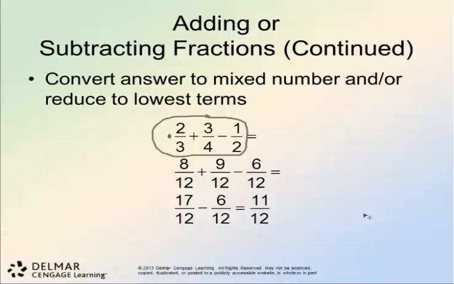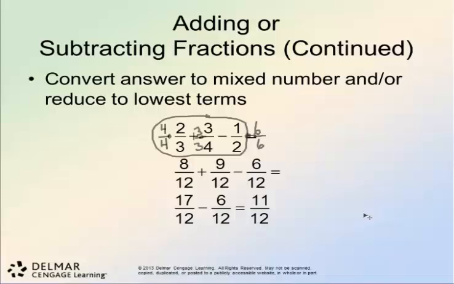So to get a 12 in the denominator, we had to multiply the first fraction by 4 over 4. To get a 12 in the denominator, we have to multiply the second fraction by 3 over 3. And to get a 12 in the denominator of the third fraction, we have to multiply by the form of 1, 6 over 6. And that's how they got 8/12 plus 9/12 minus 6/12.